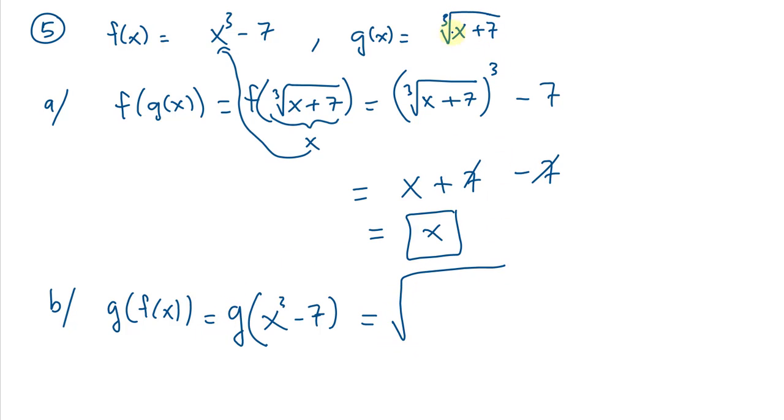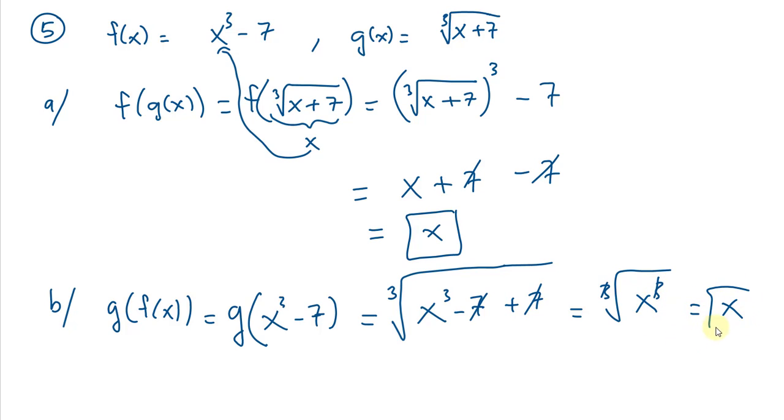The radical of 3 is still 3. The variable x now is this whole thing, which is x to the third power, subtract 7. And then I add 7. You see that the 7s cancel out. You have the 3 and x to the 3, and they also cancel out. You have x.